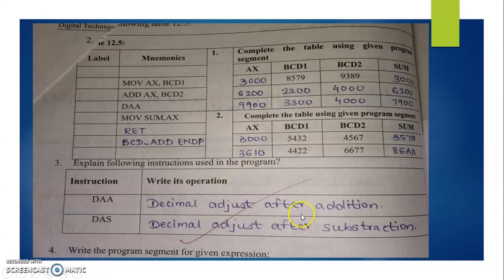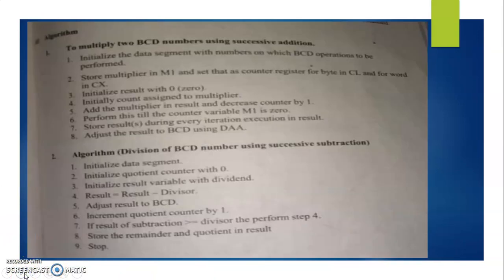DA means decimal adjust just after addition, and DAS means decimal adjust after subtraction. So this is about your 12th practical. This is the algorithm. You can read it here. For the successive subtraction, initialize the data segment. This is to multiply 2 BCD numbers, and this is for division of a BCD number.